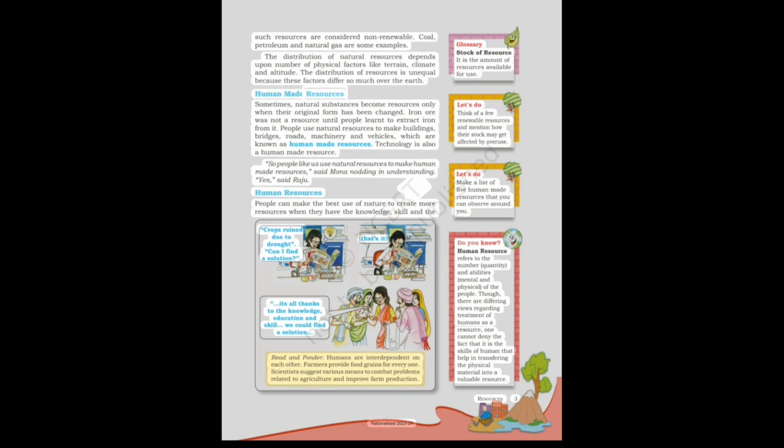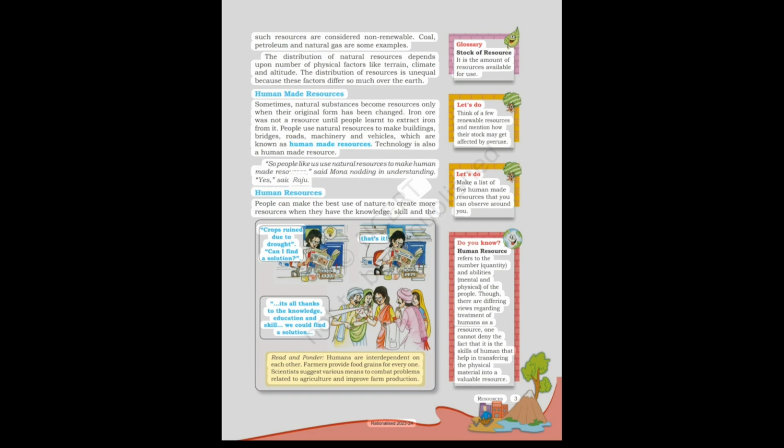Human-made resources. Sometimes, natural substances become resources only when their original form has been changed. Iron ore was not a resource until people learned to extract iron from it. People use natural resources to make buildings, bridges, roads, machinery, and vehicles, which are known as human-made resources. Technology is also a human-made resource. "So people like us use natural resources to make human-made resources," said Mona, nodding in understanding.